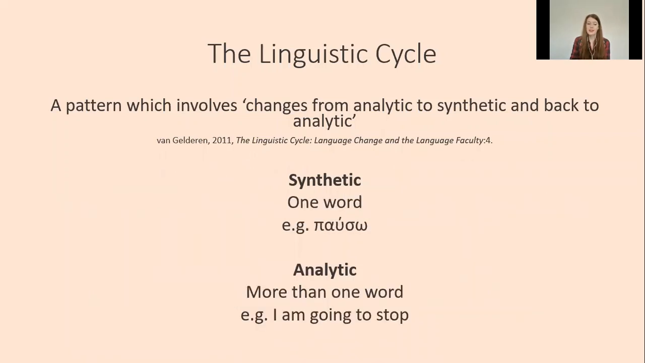Although at a basic level, what this essentially means is that a synthetic form would use one word, where an analytic form would use several, which you can see here in the difference between the synthetic ancient Greek form, paúsō, which uses one word, and its English equivalent, I am going to stop, which uses 5. So essentially, synthetic forms use less elements and are less separable, whereas more analytic forms use more elements, which can be separated by other words.